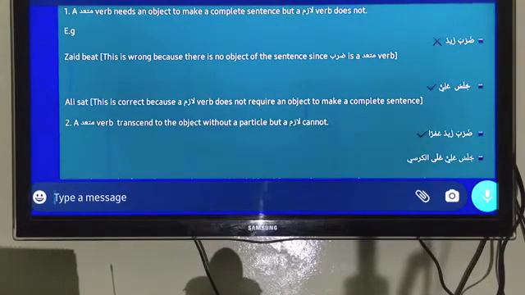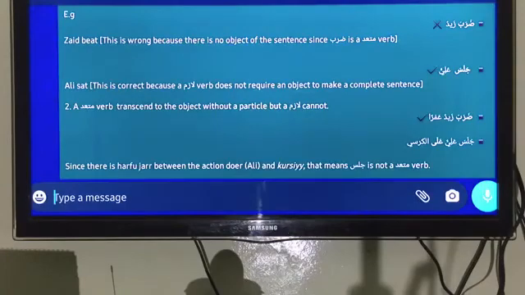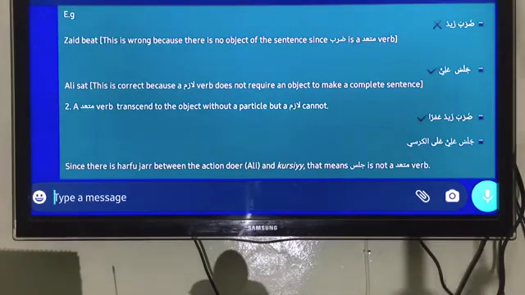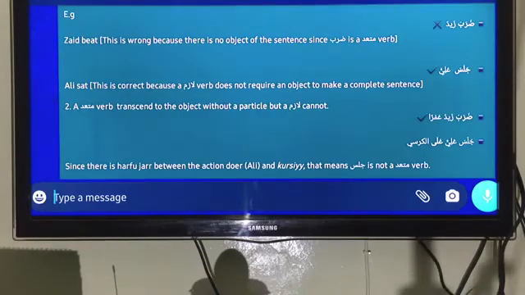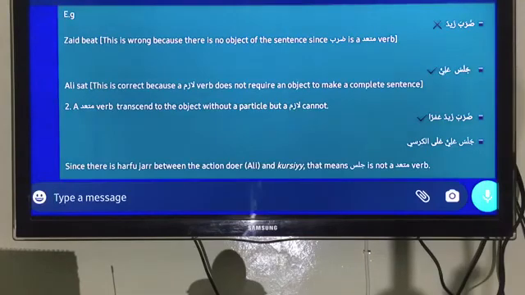Now, number two, a muta'addi verb, meaning a transitive verb. So get used to it. Transitive means it is muta'addi, and intransitive means lazim. I hope you get. Now, a verb that is muta'addi transcends to the object without a particle in between them. You won't see any harf in between them, but a lazim cannot.